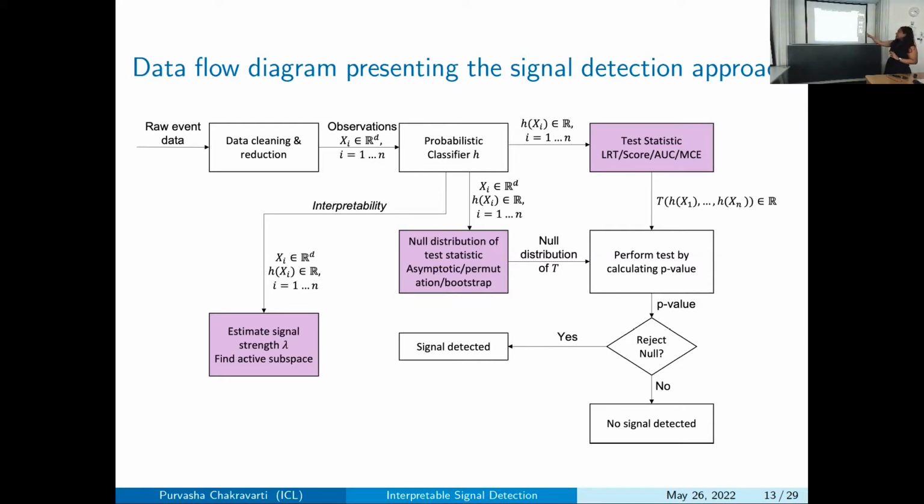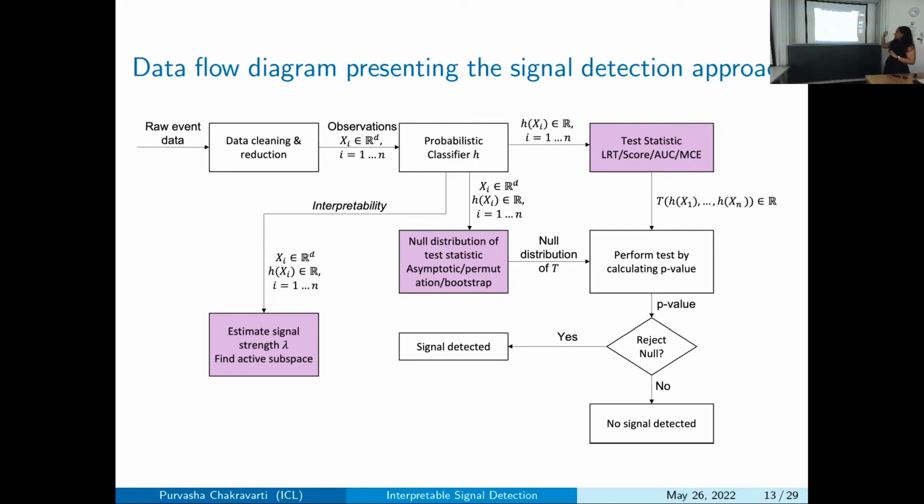And on the other hand, you also have to estimate the null distribution of these test statistics. This we do using asymptotic, permutation, and bootstrap methods. Then finally, using this null distribution and the test statistic, you actually perform the test, and then you say whether you have found the signal or not. And using the classifier, we also do these interpretability techniques that I'll talk about soon, where we estimate the signal strength and find the active subspace to see what the classifier is actually finding. That's going to be the other part of the talk.